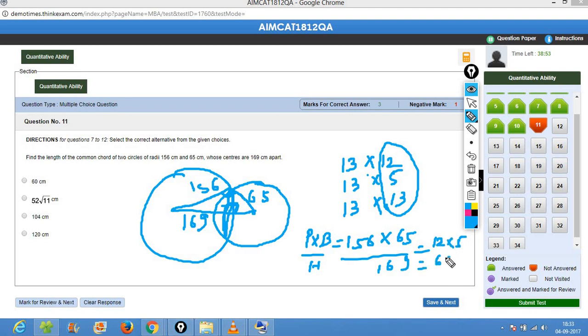And I know that this length is half of the common chord. So the answer has to be 120. It's an easy one, no? Yeah.